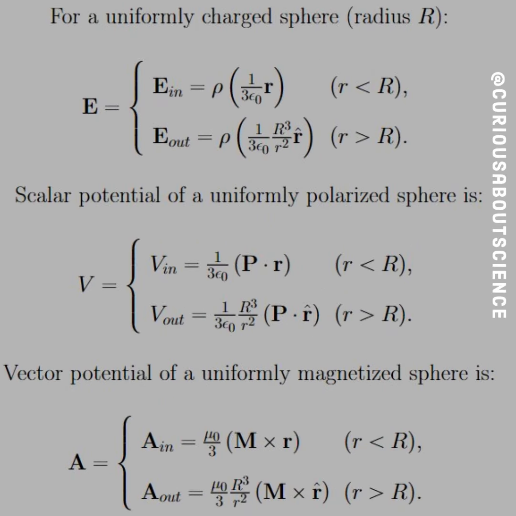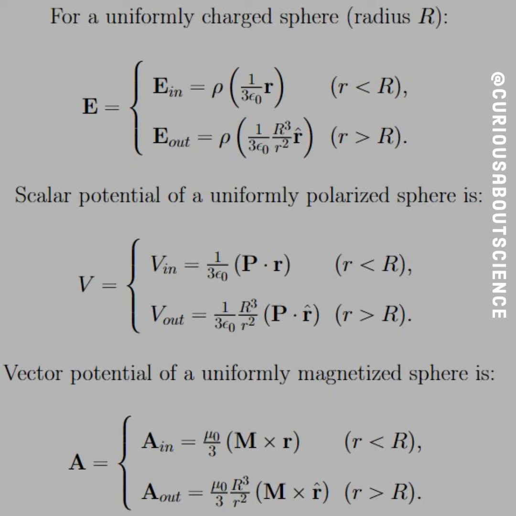Okay, so if we're just going to list them out, what we see here is for a uniformly charged sphere with radius R. Inside and outside, they're a little different. As you might imagine, you still have to have that ratio when you're outside. Okay, so then the scalar potential is pretty simple there. Again, just keep that big R cubed over r squared ratio with you. Note that you have P dot r versus P dot r hat. Again, you're going outside, so you're just in the radial direction.